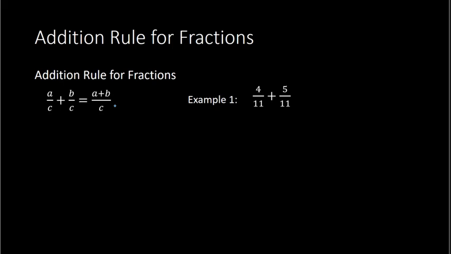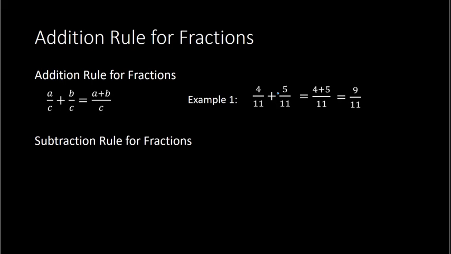So for example, if you had 4 over 11 plus 5 over 11, they both have the same denominator. I can add the 4 plus 5 to get 9, and that will be over 11. With subtraction, same thing. If we have a over c minus b over c, I subtract the numerators, a minus b, and put that over c.